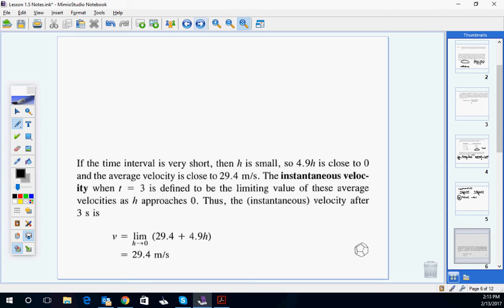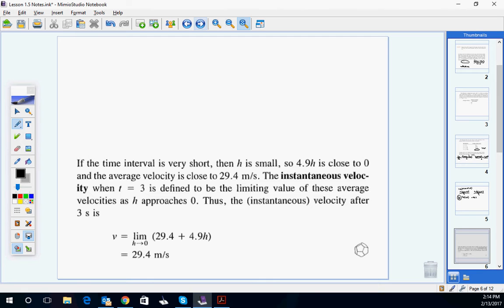All right, if the time interval is very short, then h is small, so 4.9h is close to 0. The average velocity is close to 29.4 meters per second. The instantaneous velocity, when t equals 3, is defined by the limiting value of these average velocities. So the instantaneous velocity is essentially what we found. It's instantaneous because it's that single point.